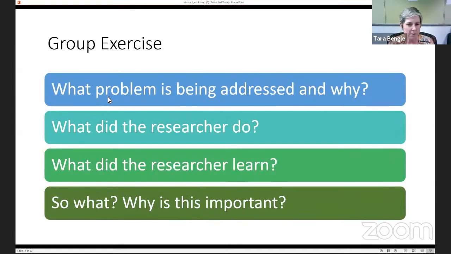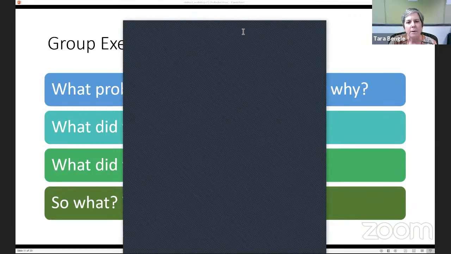So I've got a group exercise, and what we're going to do here. It'll be easy since I won't have to put you into breakout rooms, but I'm going to pull up an example here, a sample abstract for you. What is going on?